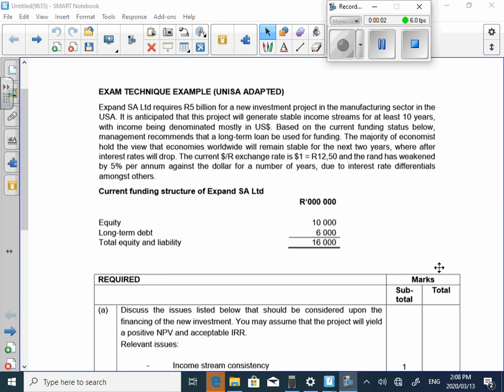This session of work deals with exam technique for management accounting. What I've done is I've taken an old test 1 question and I've actually given it to you here. This one was asked a few years ago for 4862. Okay. I think it's better to do a UNISA test 1 question just to determine whether you can actually do management accounting properly or not.